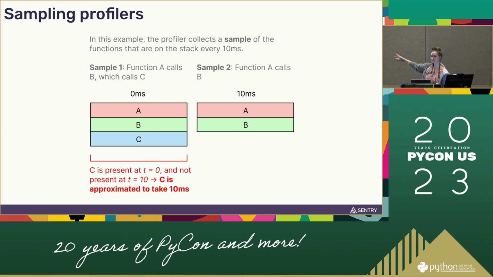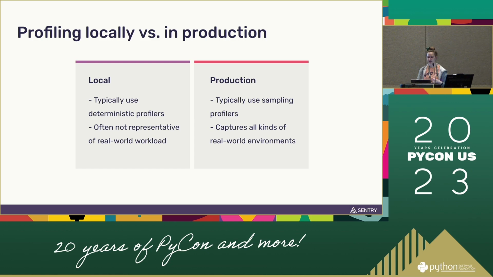So these are our 2 samples, and really, really roughly here, we can say that C took about 10 milliseconds. Obviously, actual sampling profilers are taking many more samples than this and have a lot more data, so they can use fancy math to be really accurate about how long things actually took. Wonderful. Okay, so that's sampling versus deterministic profilers.